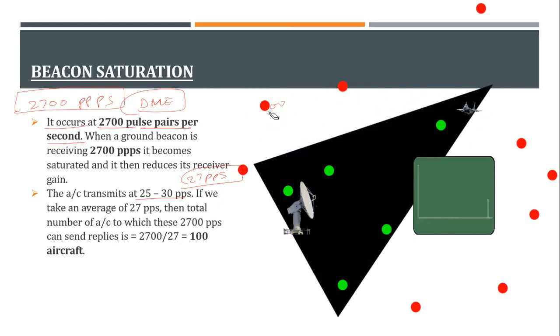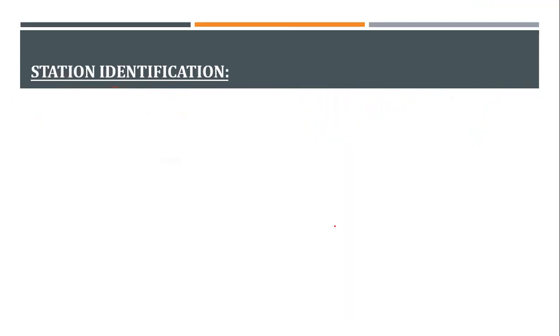So you can see in this example, only the green dots are able to receive the signal. Other than that, they are far away. They can't get the signal because of the beacon saturation. It's not because of the range, it is because of the beacon saturation. Now, who decides which aircraft to take? Simple logic. Whichever has the strongest signals, those are the ones the DME will target.